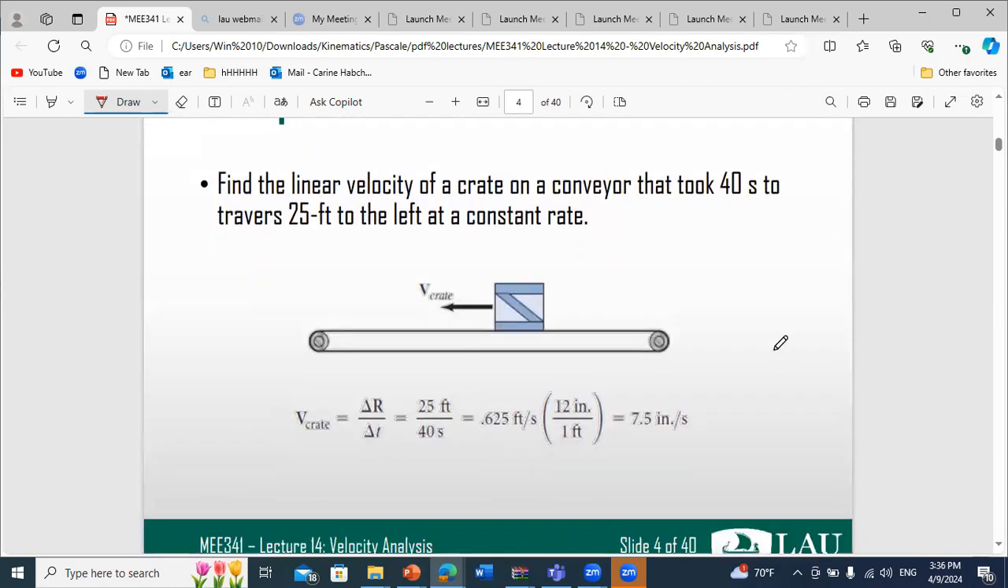Here it's a very simple example. If we have a certain conveyor and the box is displaced a distance of 25 feet during 40 seconds, then we can find the average velocity of the crate to be delta r over delta t. Now, the average velocity will be equal to the instantaneous velocity only if we have constant rate motion. So if the velocity is uniform, then the instantaneous and average velocity will be the same. If not, the instantaneous velocity will be a function of time. So we cannot determine the instantaneous velocity from delta r by delta t. We can just determine the average one.